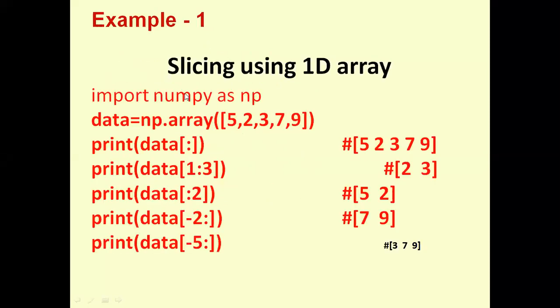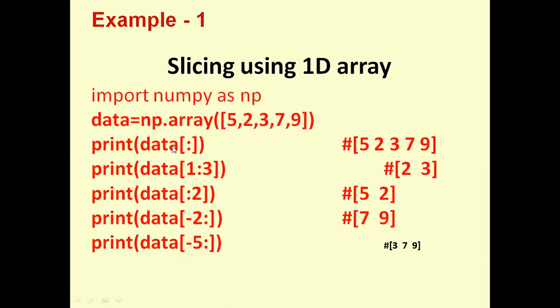See here example. Slicing using 1D or 2D array, both you can use here. Import numpy as np. Data is another variable, just like previously we have used a. Data is a variable name, an array name, equal to np.array, and these values are stored in data.